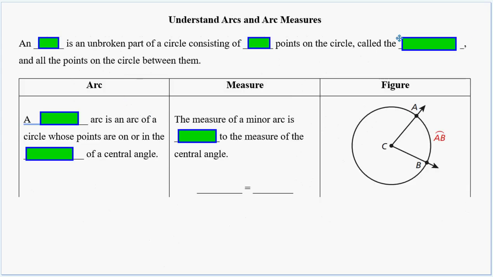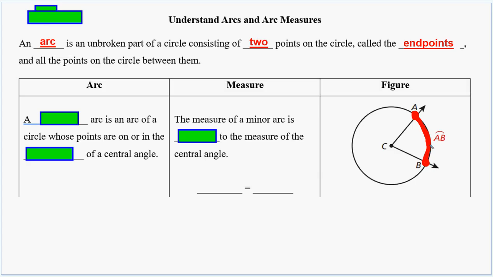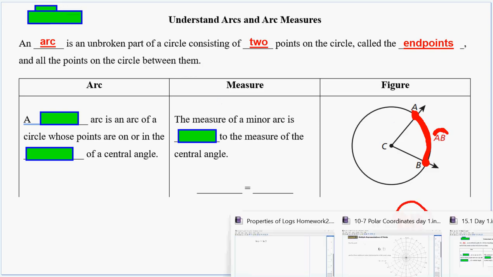Okay, some more fill in the blank. Understanding arcs and arc measures. What's an arc? An arc is an unbroken part of a circle consisting of 2 points on the circle, called the endpoints of the arc. So it includes the endpoints and all points in between. If we look real quick over here at the picture, here's point A, here is point B. Arc AB is all the points, including the endpoints and everything in between them. And notice we got this little arc thing here over top. You know AB, this would be the segment AB. Now this is the arc AB.